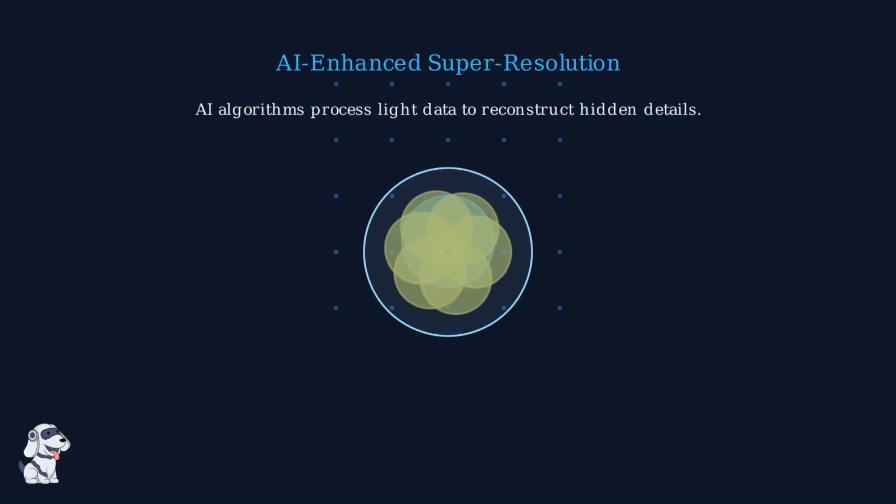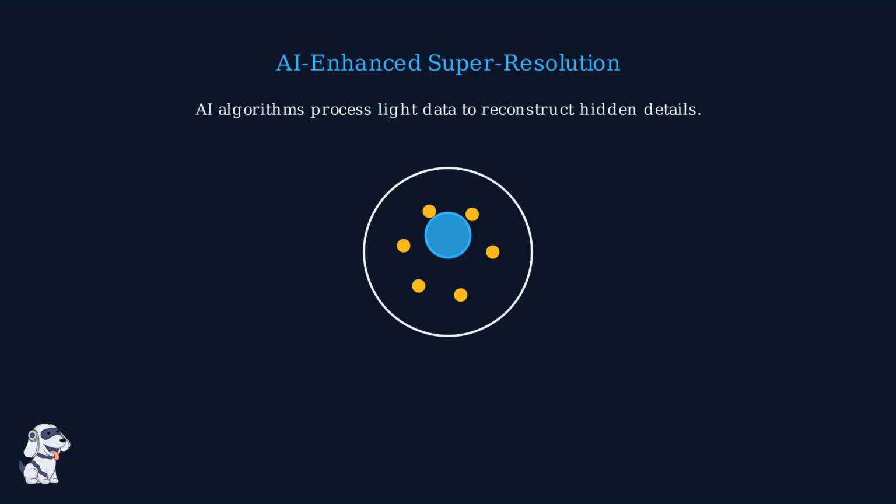Modern microscopy is no longer just about glass lenses. It is about computational intelligence. By training algorithms on millions of images, AI can predict and sharpen the blurry light data captured by the objective lens, essentially bypassing the diffraction limit of physics.